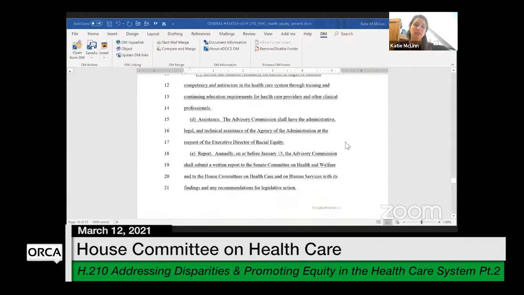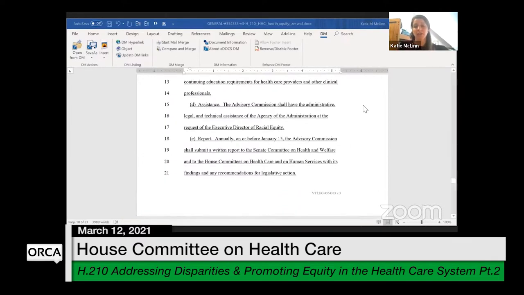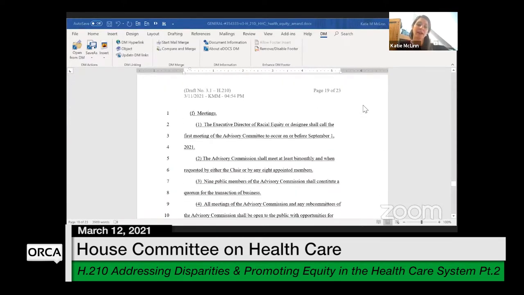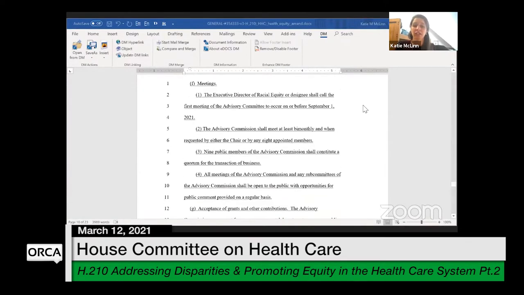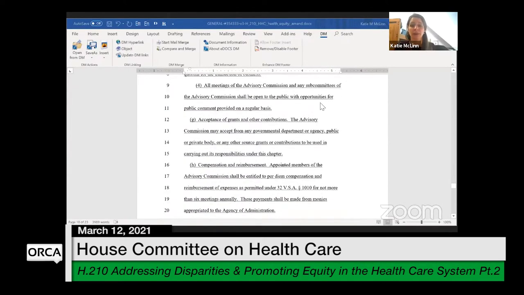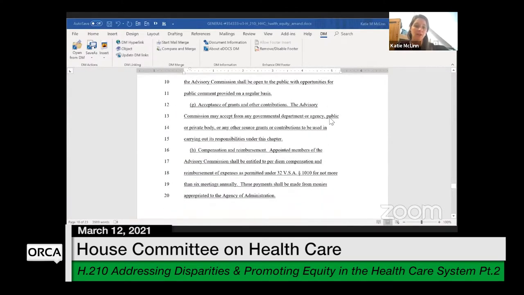In terms of assistance, you have the Agency of Administration giving assistance to this commission because that is the office where the Executive Director of Racial Equity is. There's an annual report coming from the commission. This language in subsection F sets out how often the committee is to meet, that the Executive Director of Racial Equity is calling the first meeting, and then what constitutes a quorum. Also, language that the advisory commission is open to the public, and there would be opportunities for public comment on a regular basis. The commission could accept grants and other contributions.